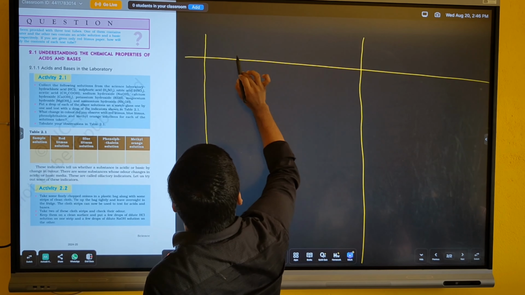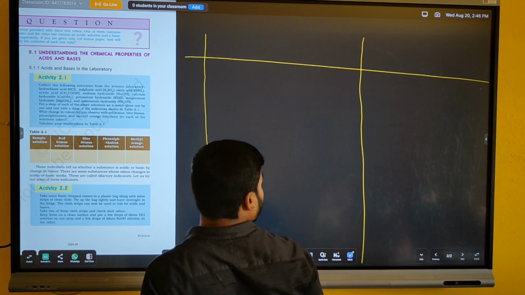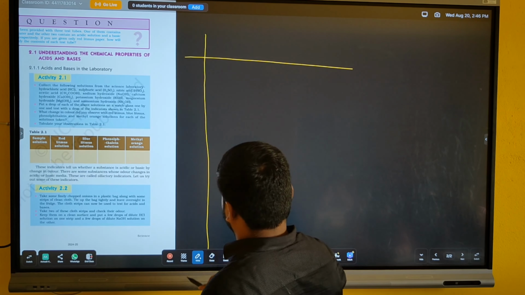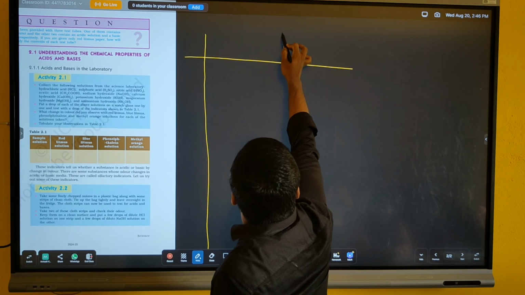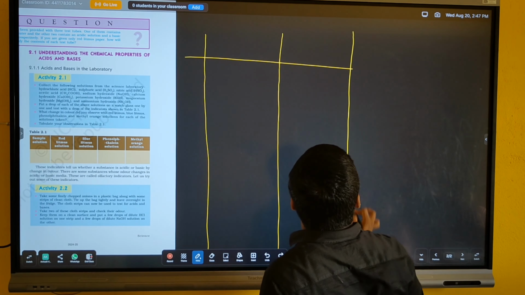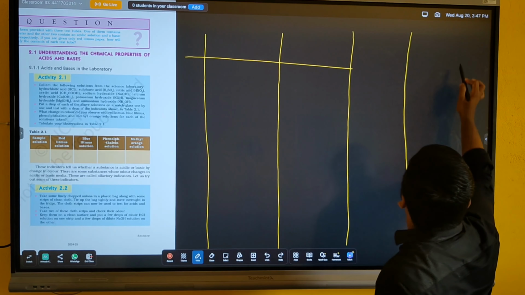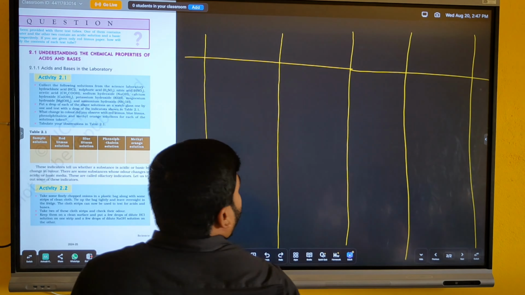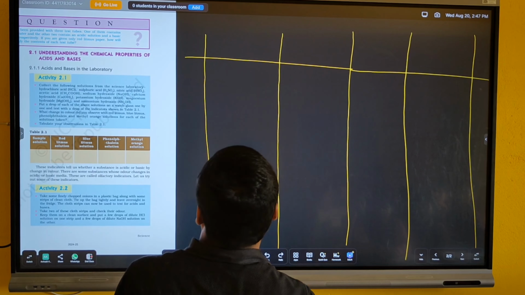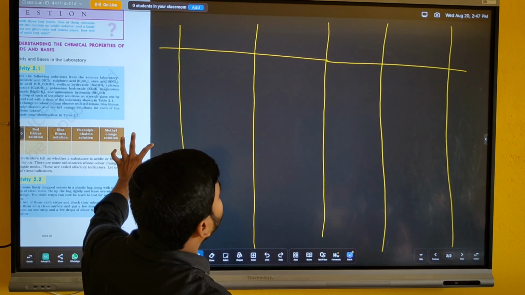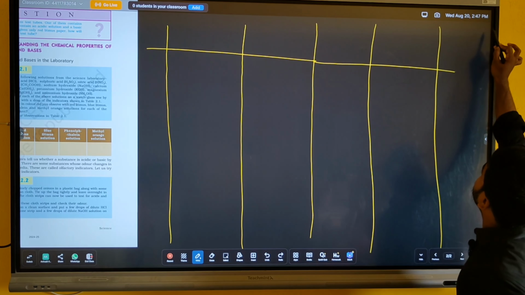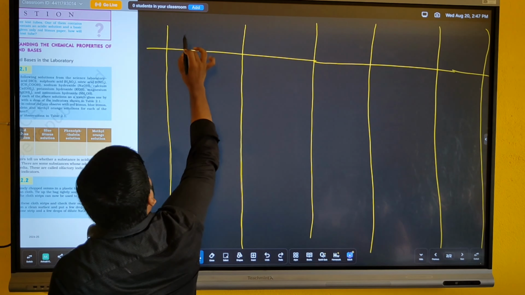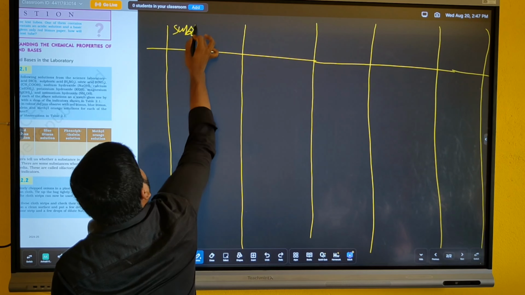Here we will write. In total we have 4 indicators, so we should have 5 columns. We have only 4, so we'll make it 5. One more column we can make here, right? Substance, what we are using, we'll write it here. So we'll write substance used.